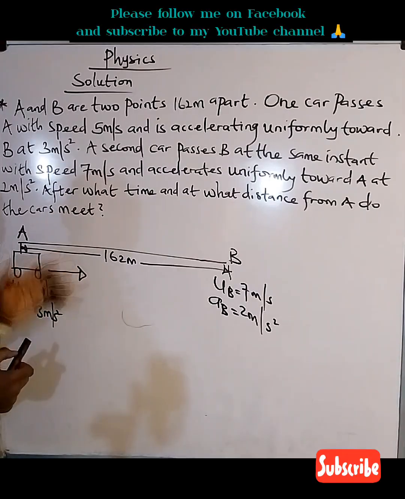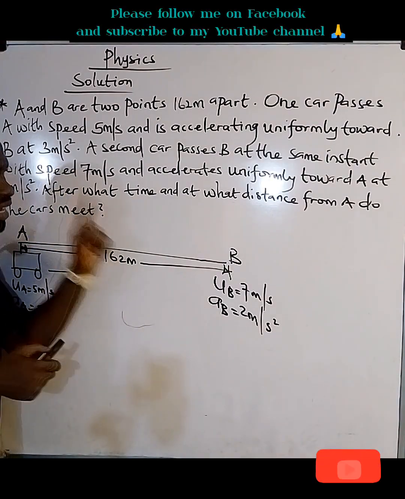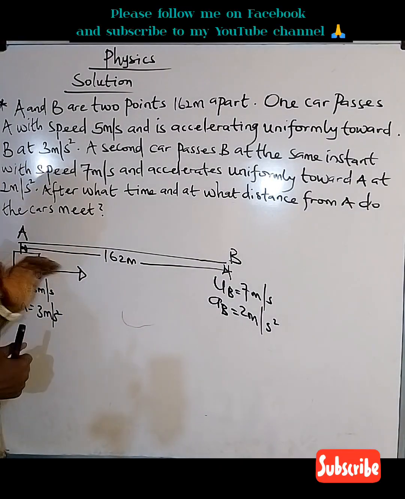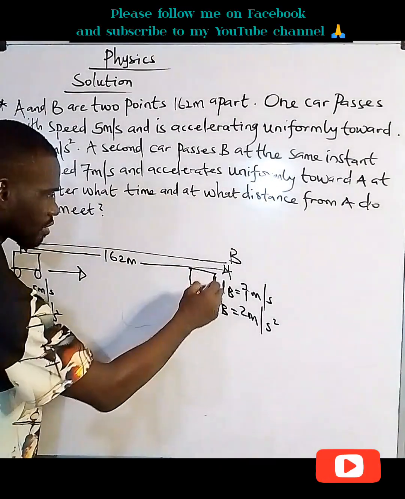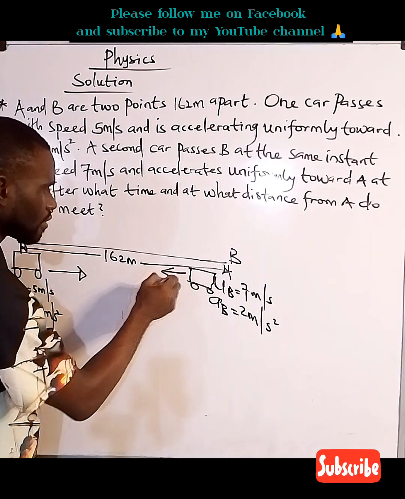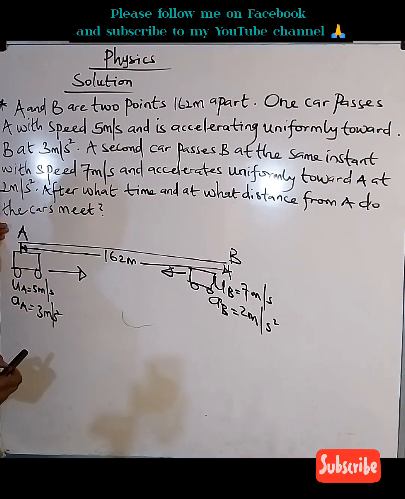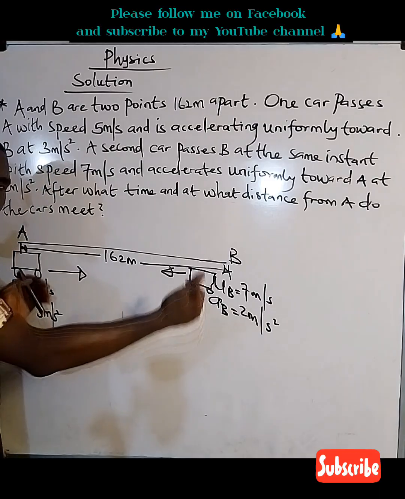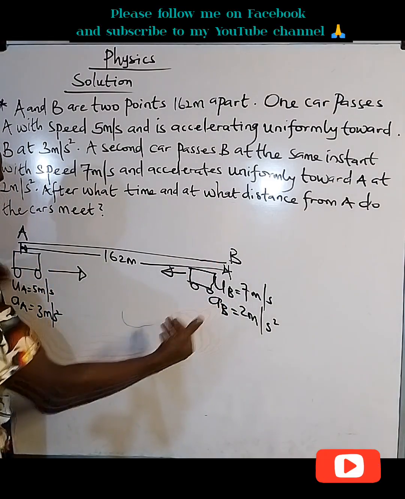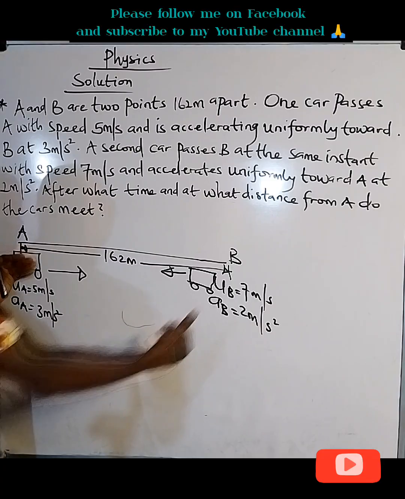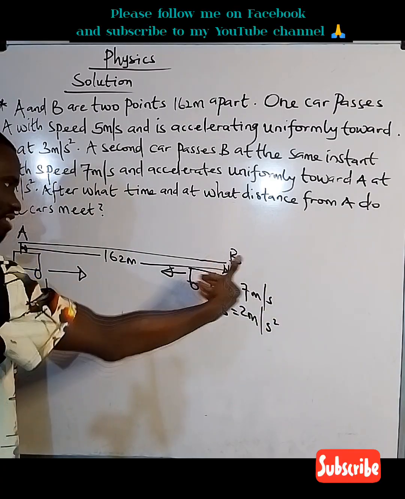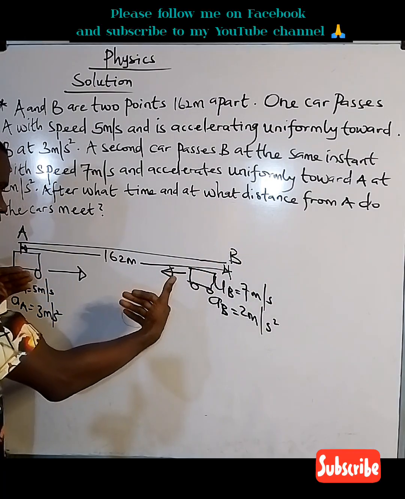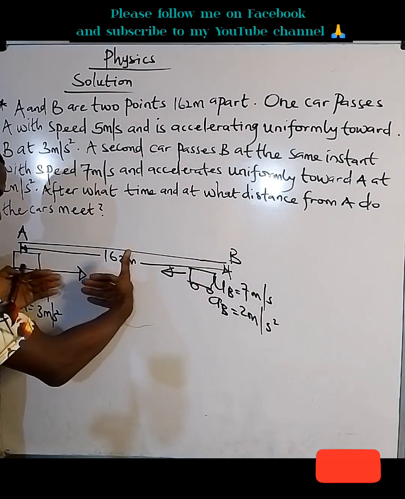Now we have two major questions here. After what time and at what distance from A do the cars meet? Now when this car passes this place, we have a second car here. Let's have another image like this. Now this car passes A, moving towards checkpoint B. At that same time instant, everything happens simultaneously. I mean, as immediately this car passes this checkpoint, another car also passes the other checkpoint. These events happened simultaneously. So these two cars are moving like this, facing each other.